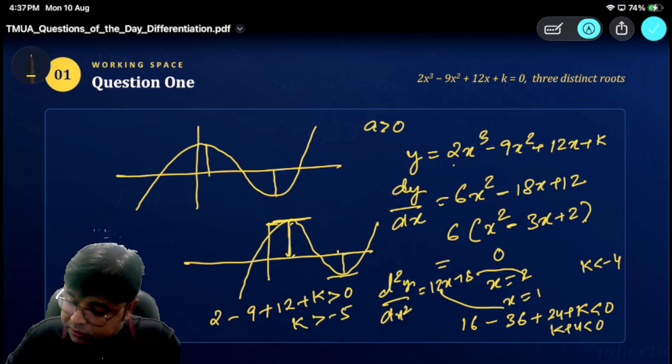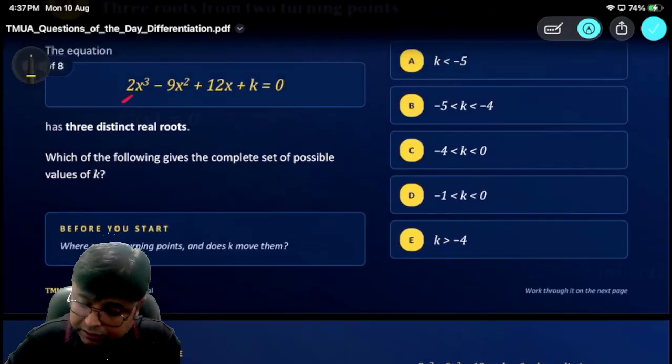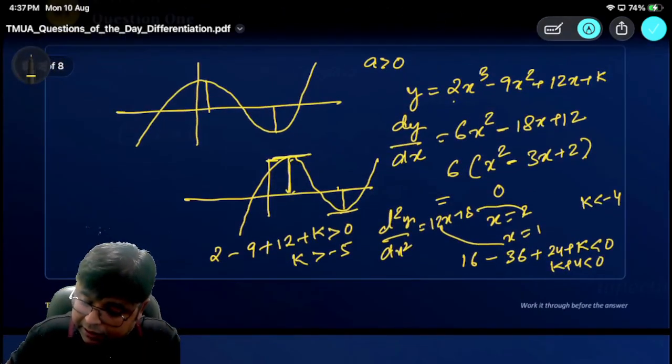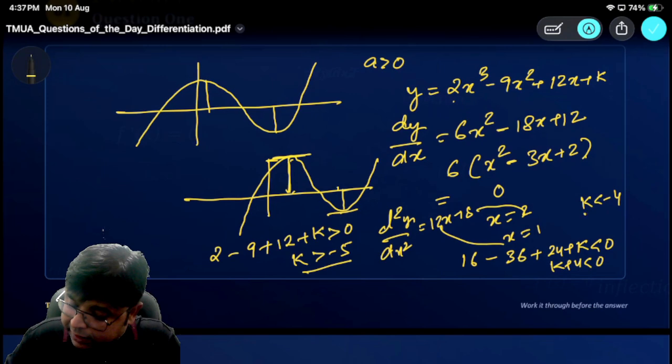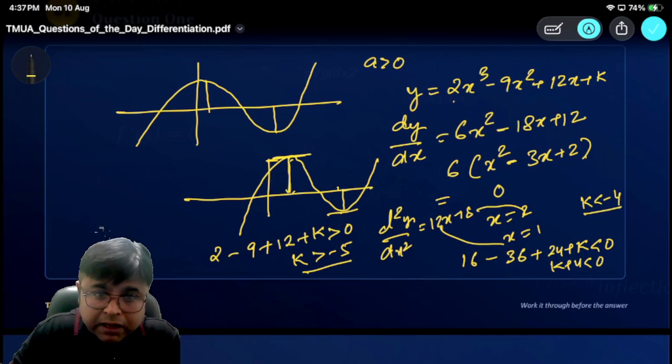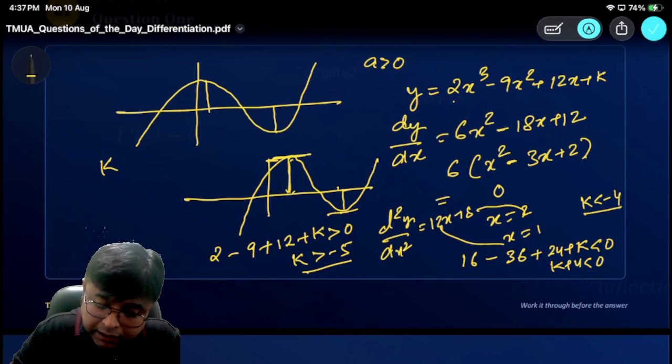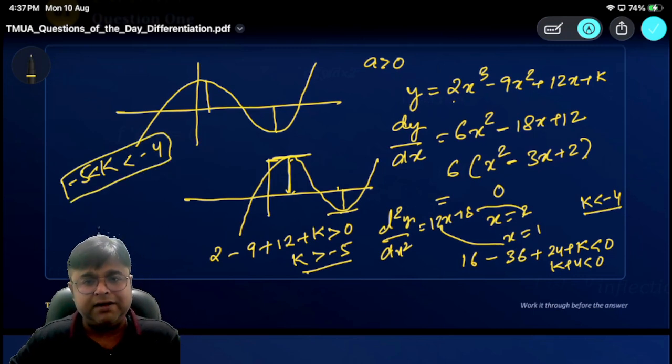So if I combine both the cases, right, just a minute, 40 minus 36, yes. Finally, I have an option, right? So my k is greater than minus 5 and, combining both of them, k will be less than minus 4 and greater than minus 4. This becomes my correct answer.